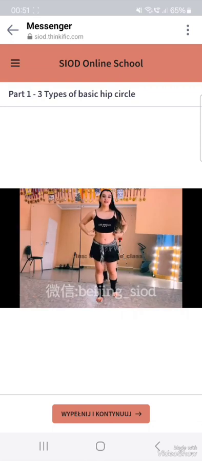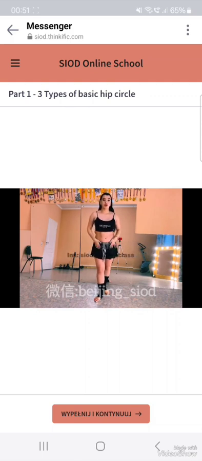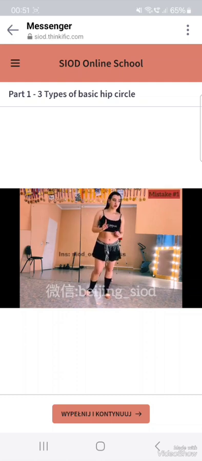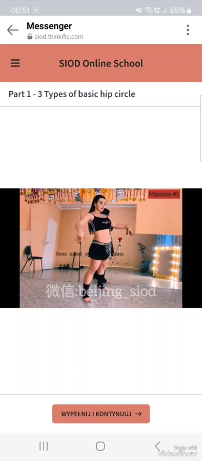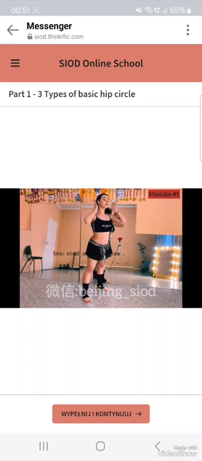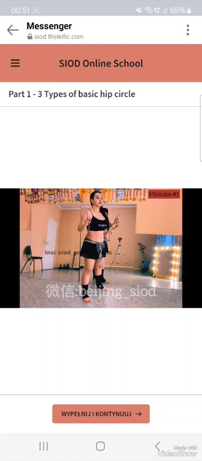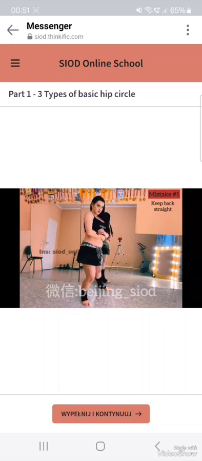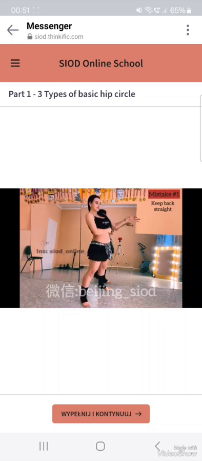So we learned with you 3 kinds of hip circle, and now we will see which mistakes you can make in these movements. The first mistake, which is the most popular in this movement, is when you make this circle, your body is a little bit round. It looks like that. Right? I will show it again.